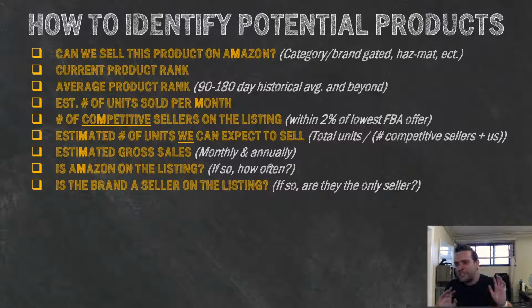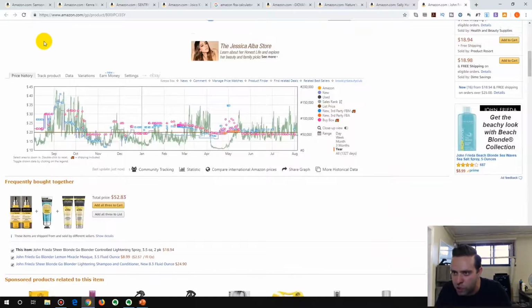Why is that? We want to take a pause and analyze that. So checking every product that you're looking at and seeing, is the brand the seller on the listing, and if so, are they the only seller? That's another one of the things we want to take into consideration when identifying potential products. So let's look at a couple real quick.